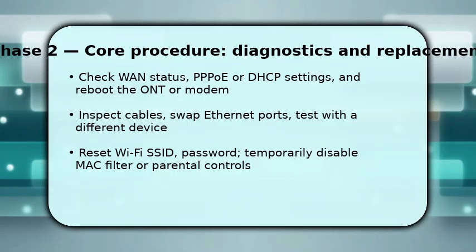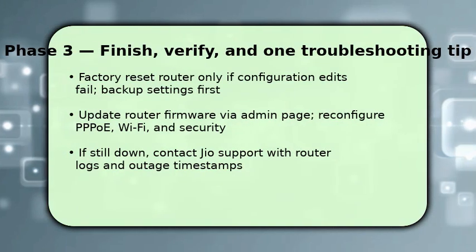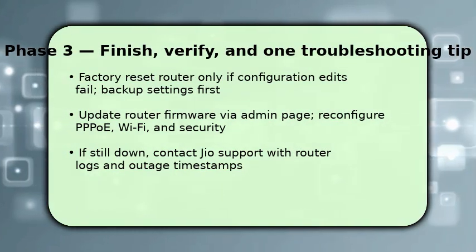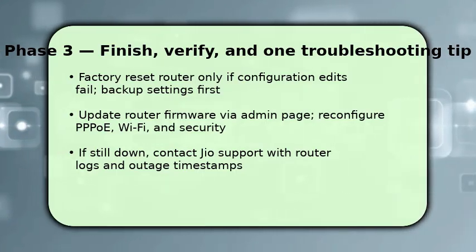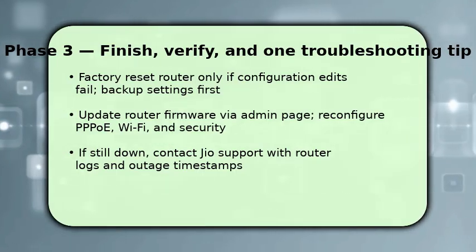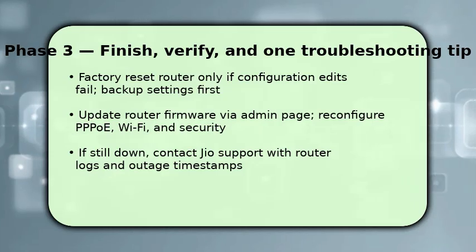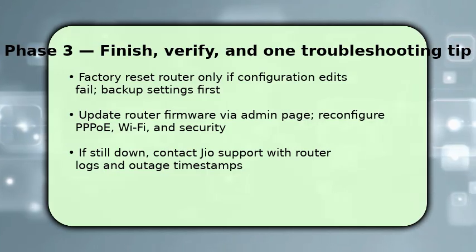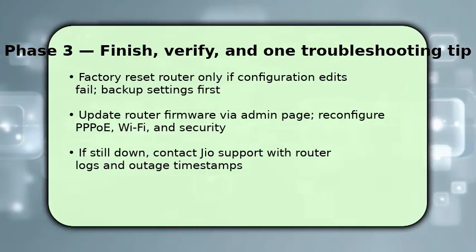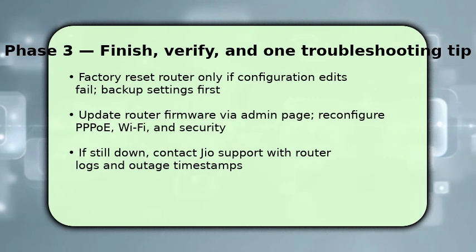If the middle steps don't restore service, back up your router settings, then perform a factory reset to remove corrupted configs. This is a last resort. After reset, update router firmware via the admin page, re-enter PPPoE or DHCP details, and recreate the Wi-Fi SSID and password. Use WPA2 or WPA3 for security.